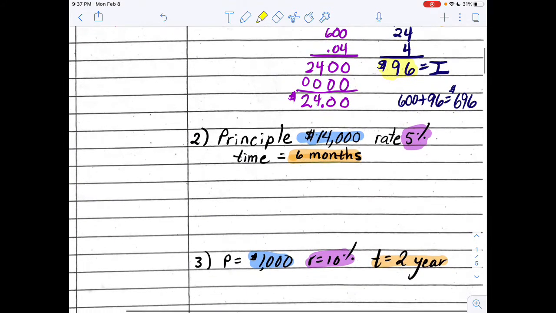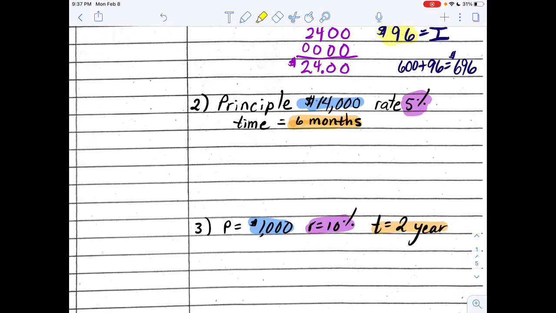All right, let's try another example. If the principal is $14,000, so let's say we're borrowing $14,000, we're on that other end. We're not investing, but we're borrowing $14,000. And we're going to multiply that to figure out the interest times our rate, which is 0.05. And this one is only 6 months, so that means 6 out of the 12 months in a year.